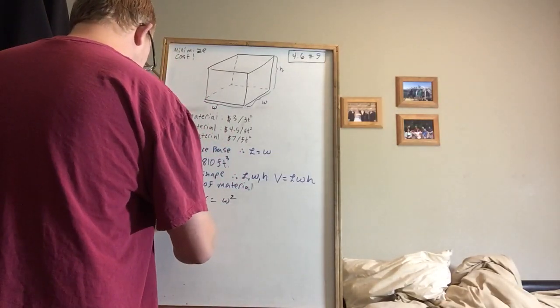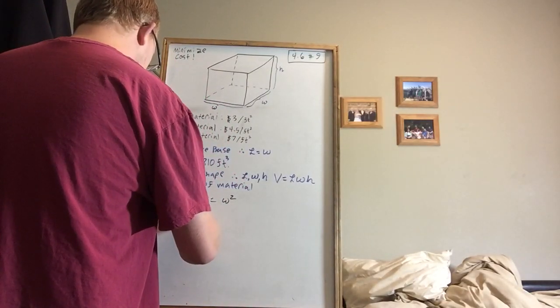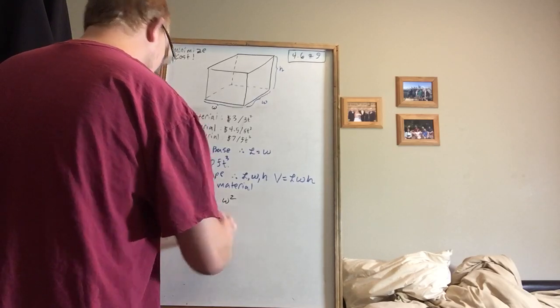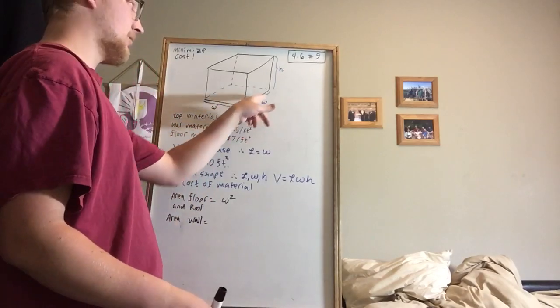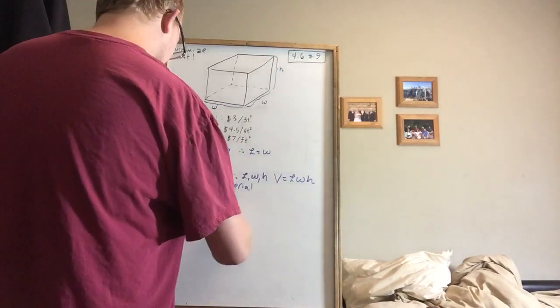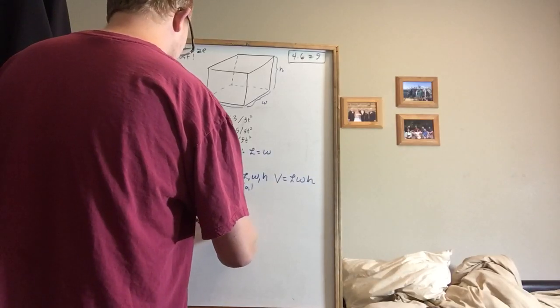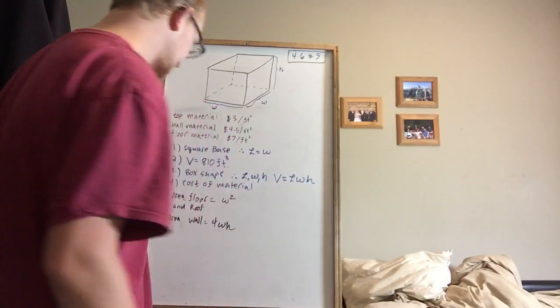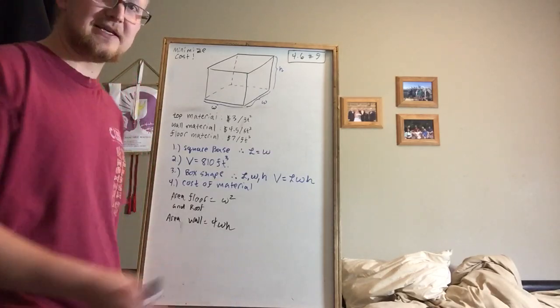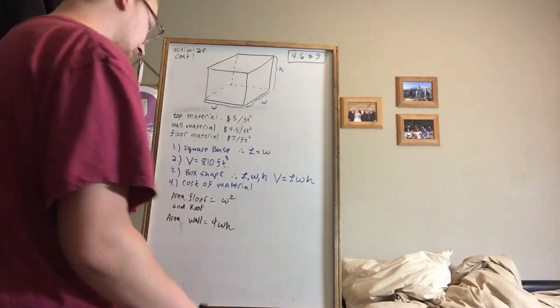Now the area of the walls, well, we're going to take a look. So the area of an individual wall would be width times height. But we have 4 walls, so the area of all the walls total is 4 width times height. And so now at this point we're going to go ahead and write a cost equation. This is going to be one of our master equations.